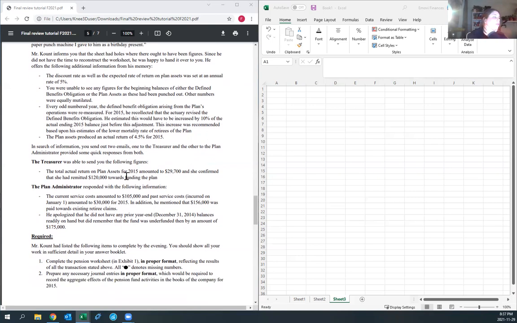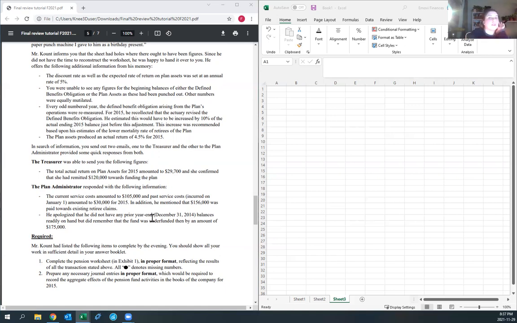In search of information, you sent out 2 emails, one to the treasurer and the other to the plan administrator, and got some quick response from both. The treasurer was able to send you the following figures. The total actual return on plan assets for 2015 amounted to $29,700. And she confirmed that she had remitted $120,000 towards funding the plan. The plan administrator responded with the following information. The current service cost amounted to $105,000 and past service costs incurred on January 1st amounted to $30,000 for 2015. In addition, he mentioned that $156,000 was paid towards existing retiree claims. He apologized that he did not have any prior year end balances readily on hand, but did remember that the fund was underfunded then by an amount of $175,000.